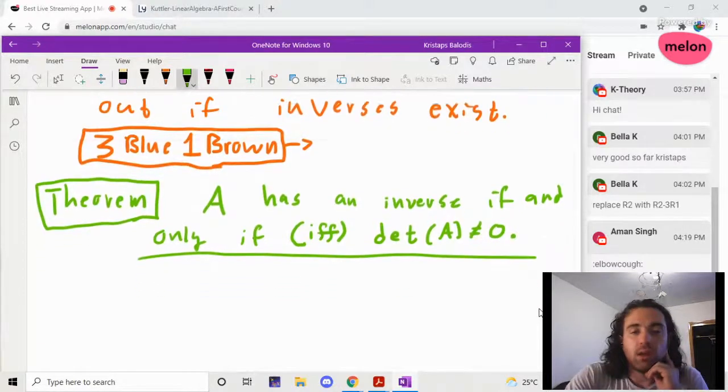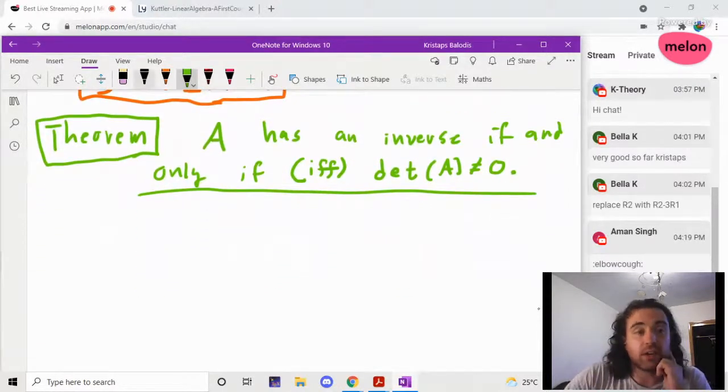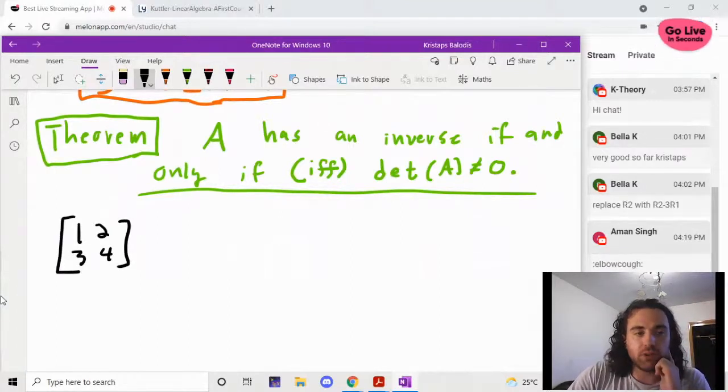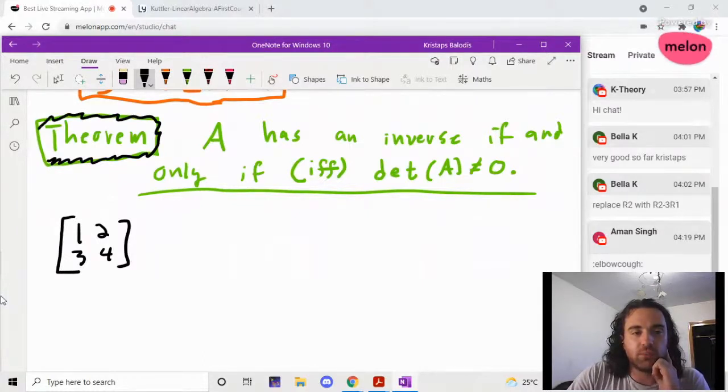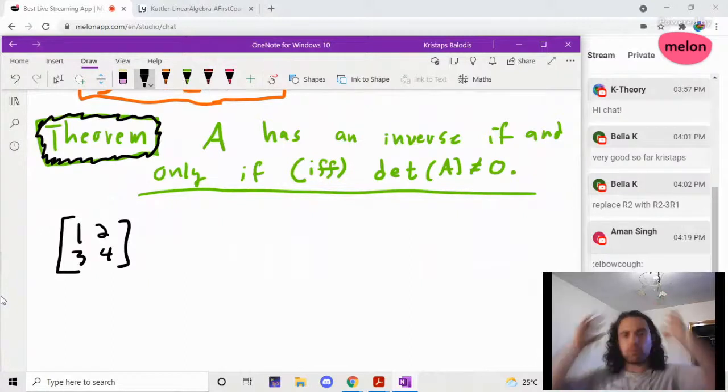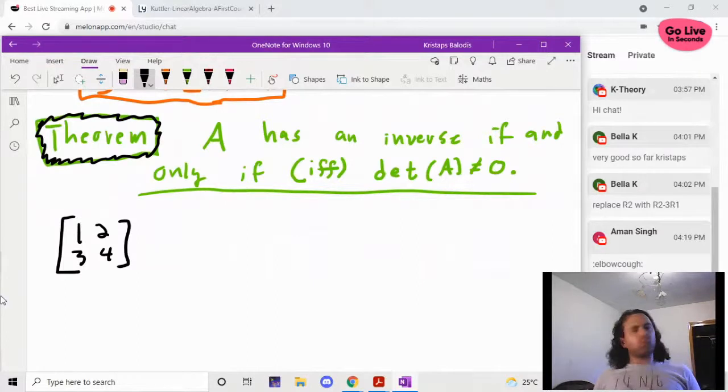So let's take a look at an example, the 2x2 matrix above. If what I'm saying is true, whenever you learn about one of these theorems or facts in class, you should put your skeptical hat on. You should think, okay, why should I believe that? Why is that true? And what you should do is write down an example. Just write down a random 2x2 matrix.